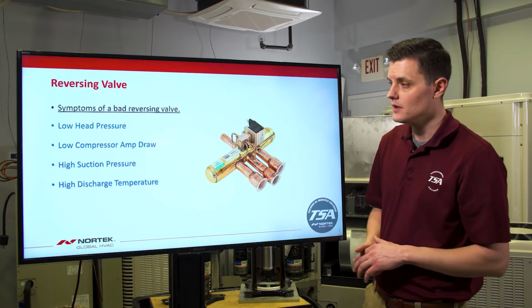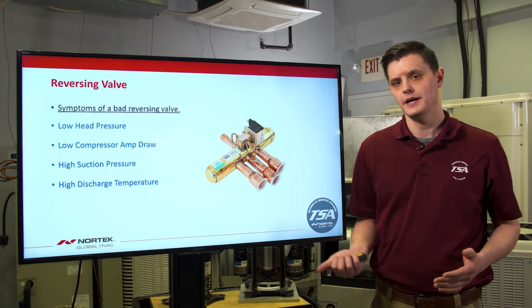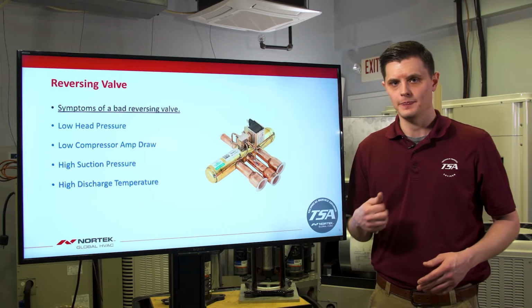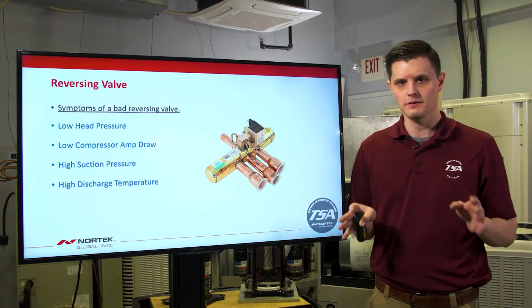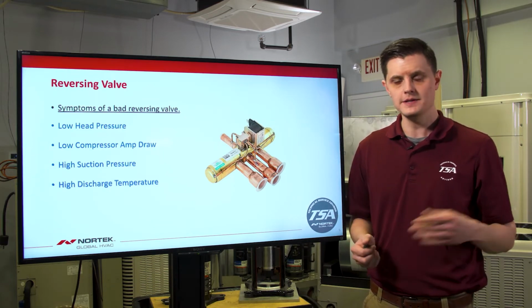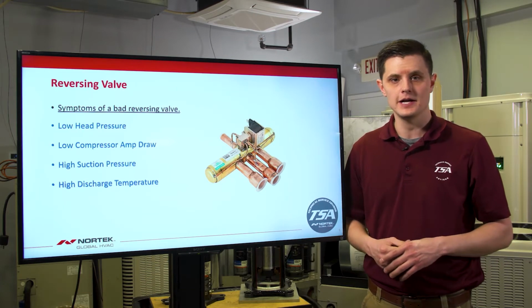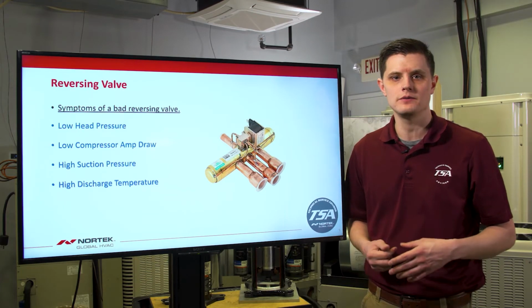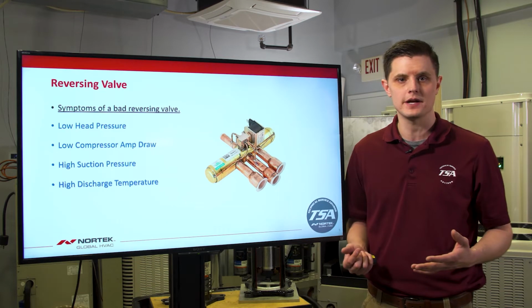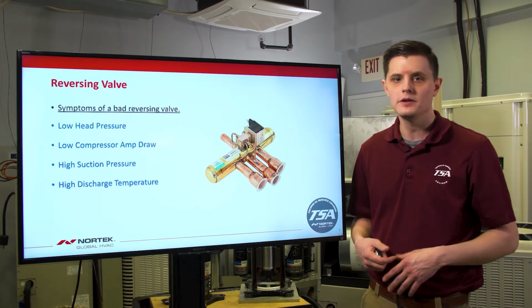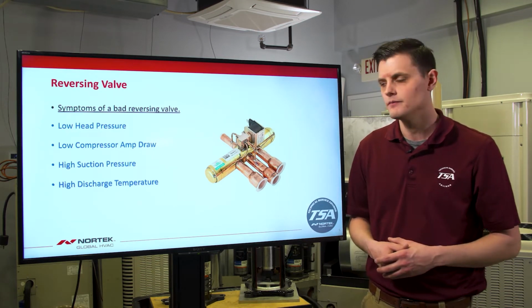Also, on the amp draw portion of it, when you don't have that differential of pressure, you're basically cycling refrigerant right there at the reversing valve, and as a result, the compressor doesn't have to work as hard to pump, so you'll end up having a lower amp draw.